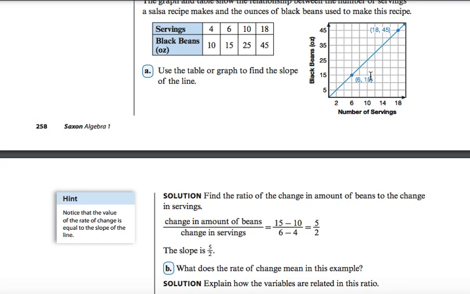If we did 45 and 18, 15 and 6, 45 minus 15 is 30. 18 minus 6 is 12. 30 over 12 is going to reduce down to 5 over 2. You use these 2 points: 15 minus 10 is 5, 6 minus 4 is 2. 5 halves is your slope. It goes up 5 over 2, up 5 over 2, up 5 over 2 as you're increasing the number of servings. You're going 5 more ounces of black beans every 2 servings.